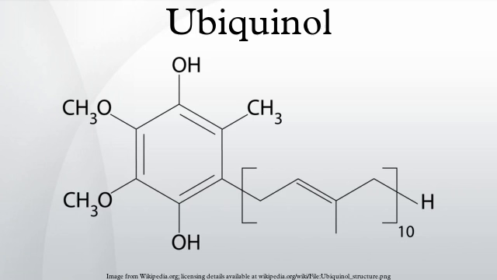Ubiquinol is an electron-rich form of coenzyme Q10. The natural ubiquinol form of coenzyme Q10 is 2,3-dimethoxy-5-methyl-6-polyprenyl 1,4-benzoquinol, where the polyprenylated side chain is 9 to 10 units long in mammals.